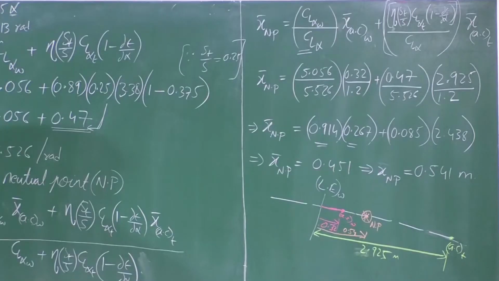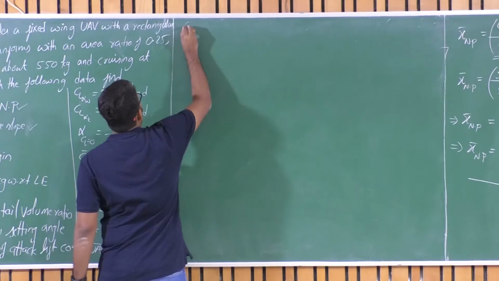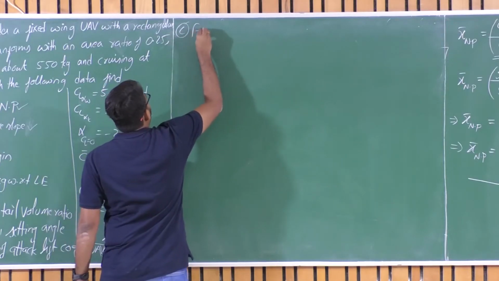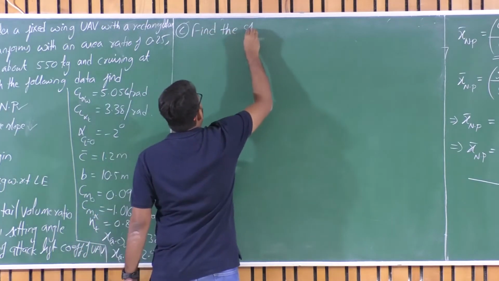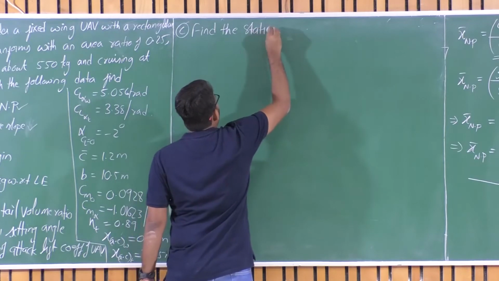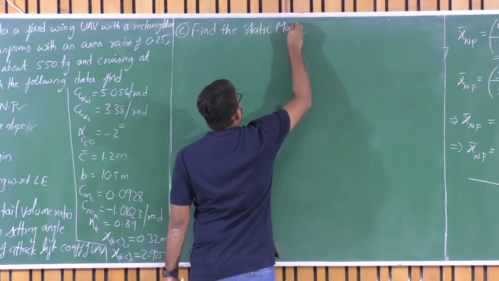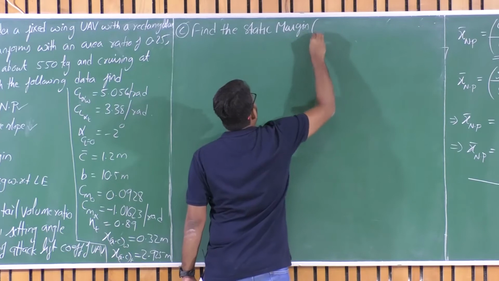So we figured out the neutral point and the total lift curve. Let us talk about the static margin. So let's talk about the solution for this third question, the third part of this question, which is to find out the static margin with this current CG location. How do we find the static margin? Find the static margin, SM.